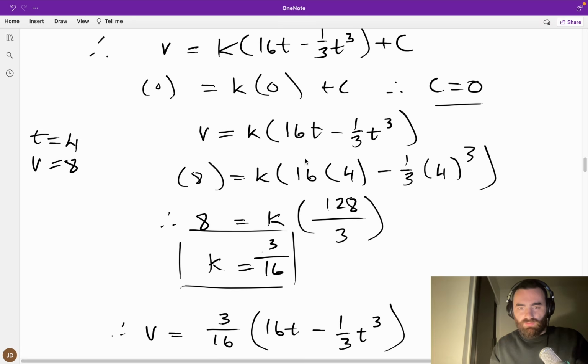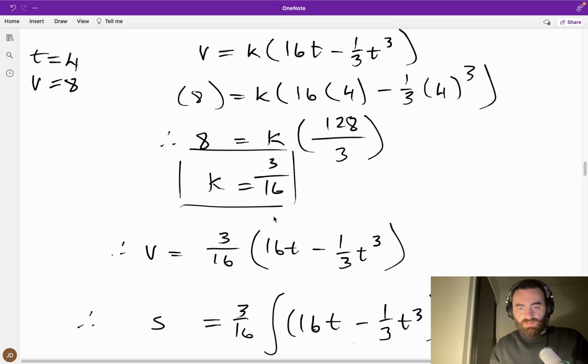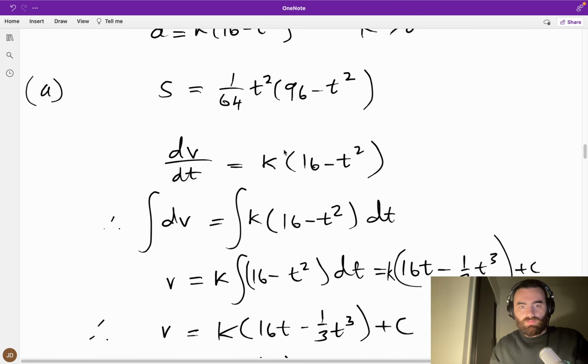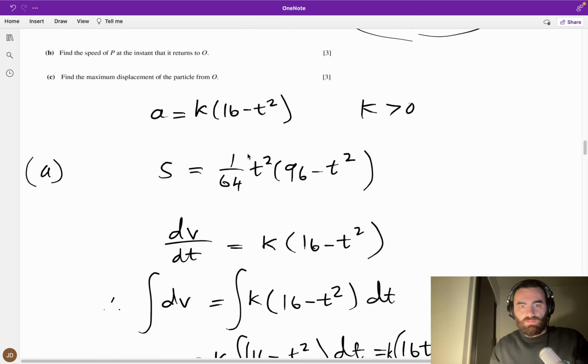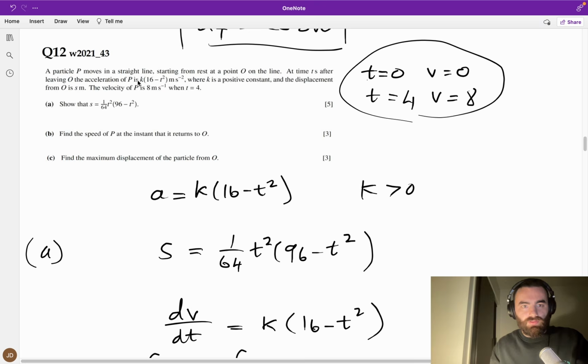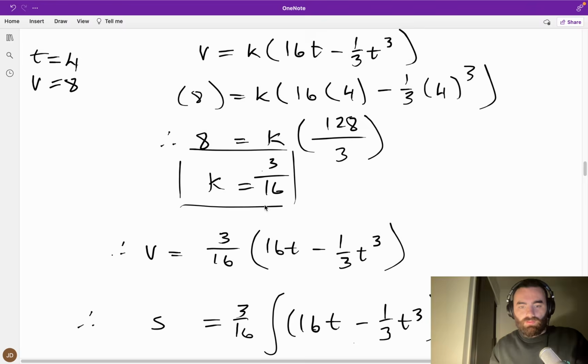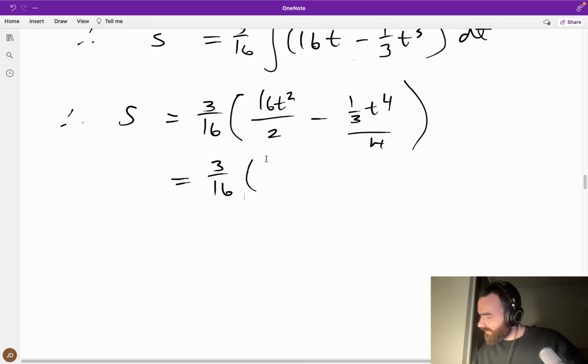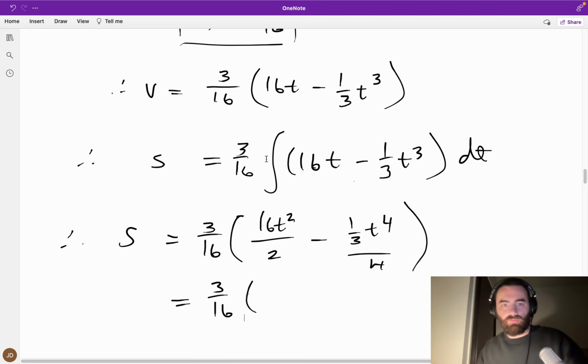Did I make a mistake? What have I done here? 3 over 16, this is not 16. Acceleration equals 16 minus 2. Okay, so this equals 8. What have I done wrong? I haven't done anything wrong.